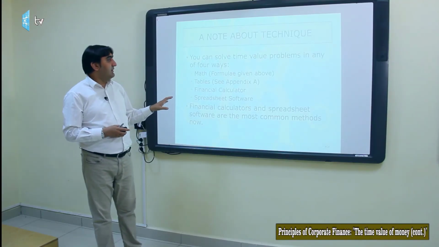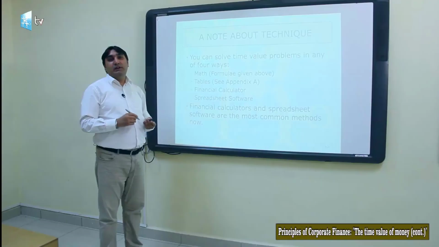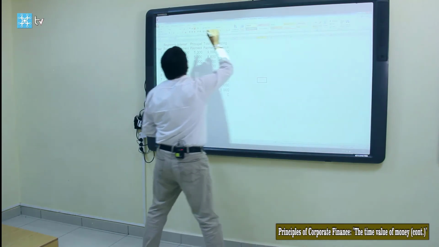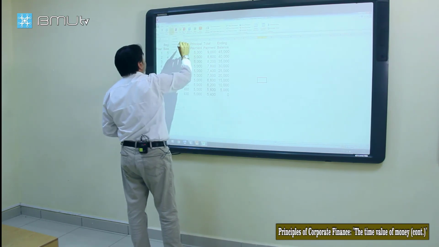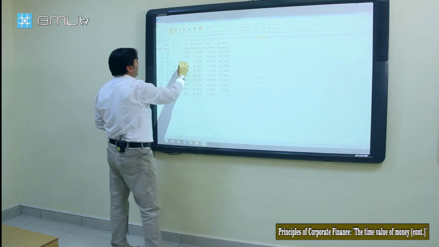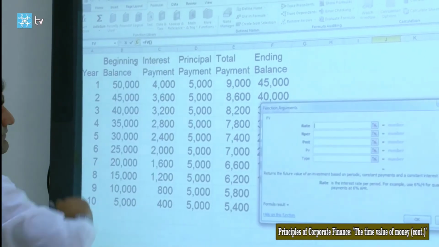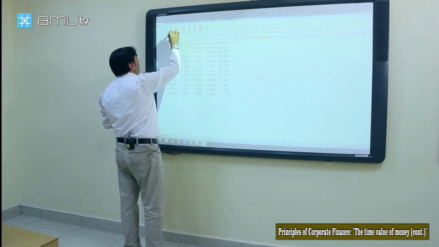You can solve time value problems in any of 4 ways: mathematically with formulas, tables, a financial calculator, and spreadsheet software. Microsoft Excel has all the details to solve time value of money formulas. If we go to formulas, and go to financial formulas, we can see that there are many formulas for finance. We have the future value formula, the present value formula, and all the formulas.